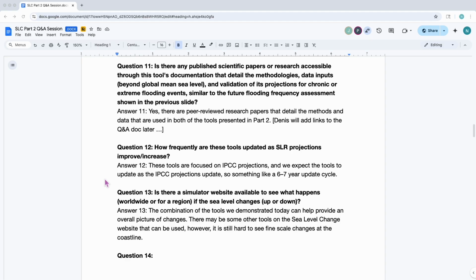So this is Denis again. I'm happy to jump in and say in general, yes, there are peer-reviewed papers that back all of the tools that we have shown in both parts of this training. And those papers detail the methods and the data that underlie all of the tools. And I'll be happy to provide links to the papers specifically after we finish up the training.